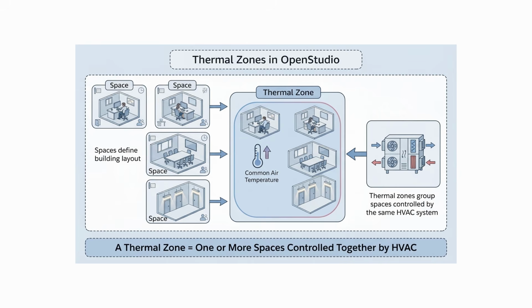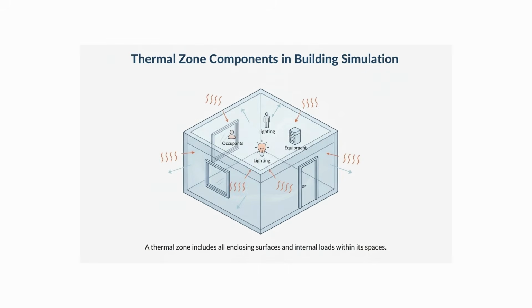While spaces describe the physical layout of the building, thermal zones are used to represent how the building is conditioned by HVAC systems. A thermal zone is essentially a group of one or more spaces that are controlled together by the same HVAC system and share a common air temperature during the simulation. Because of this relationship, a thermal zone effectively includes everything inside its spaces, all the enclosing surfaces and subsurfaces, along with the internal loads that exist in those spaces.